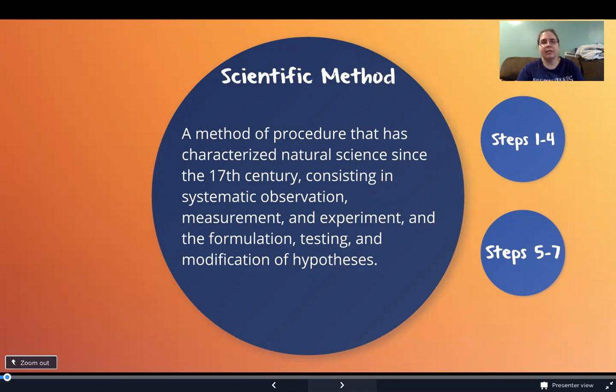So what this means is that it is a set procedure that we can use in order to answer questions about the world around us. We notice something in the world, we ask a question about it. This is a set of steps to help us go about trying to find the answer through observation and experimentation.